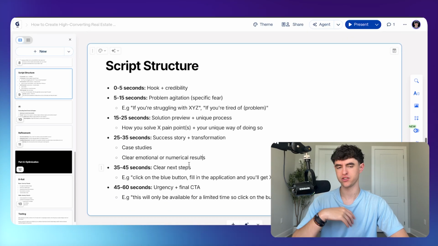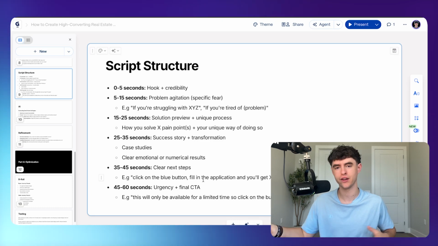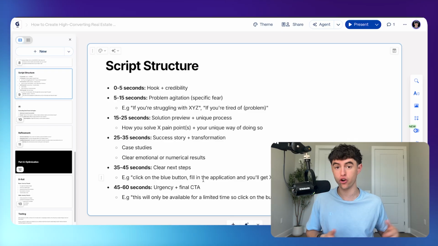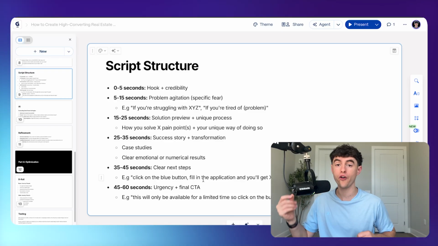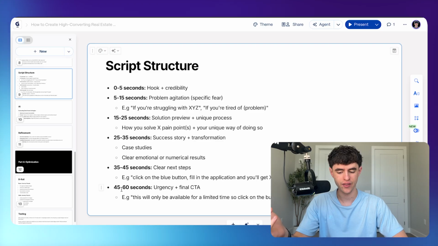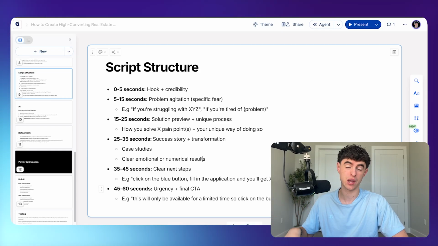So this is usually with YouTube ads, click the blue button, fill out the application, and you'll get a custom list of homes, a guide on how to sell your home for top dollar, whatever offer you're providing. This is encouraging them to take the next step. And then the last 45 to 60 seconds is just introducing urgency. So for example, this will only be available for a limited time. So click on the button now and follow the steps before it's too late.